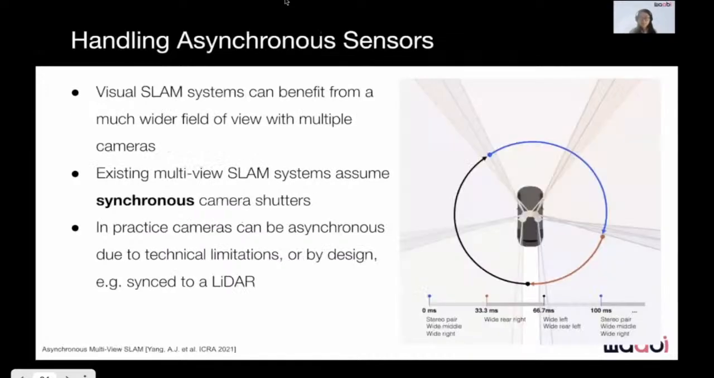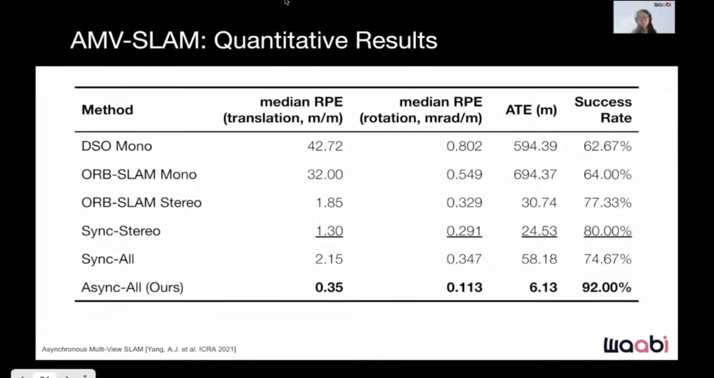We might also need to handle asynchronous sensors for a SLAM system. Self-driving cars are usually equipped with multiple cameras to make more observations of the surrounding environment. Existing multi-view SLAM systems all assume that the multiple cameras fire at the same time. However, in practice, the multiple cameras can be asynchronous due to technical limitations or by design. For example, the cameras can be synchronized to another sensor, such as a spinning LiDAR, which is a common setup in recent self-driving datasets. To tackle this problem, asynchronous multi-view SLAM formulates a general SLAM framework that accounts for multiple asynchronous cameras. The results show that using multiple cameras and correctly accounting for their asynchronous nature is important towards accurate and robust SLAM in challenging real-world environments.